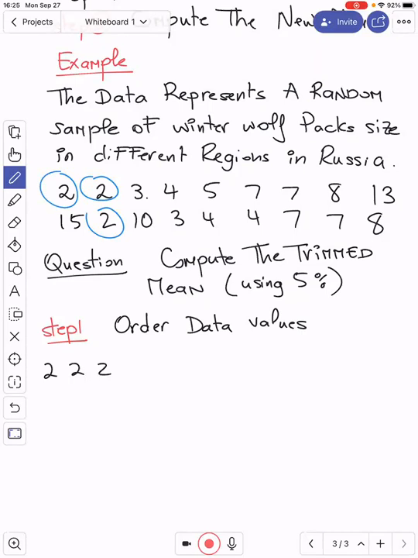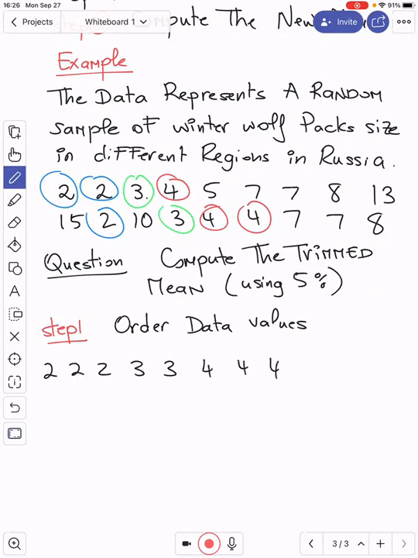Okay, and then next we have 3. How many 3s? We have like 1, 2 3s, right? So 2 3s, 4s. How many 4s? So we have 3 4s, right? So this is 1, 2, and 3. All right. So there are 3 4s.